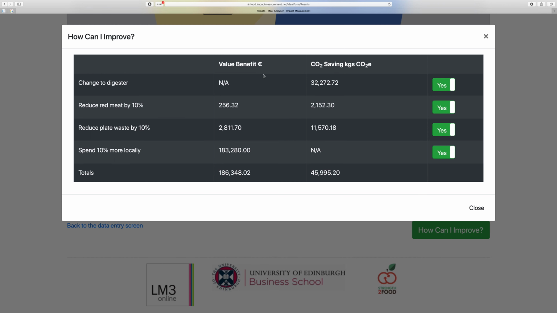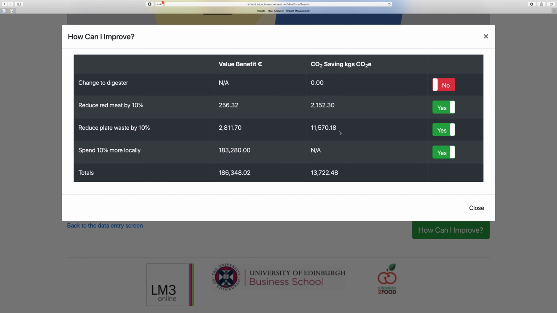If you want to achieve the maximum public value benefit, this is not pure euros in that sense, but it is public value, then the way to do it is by spending 10% more locally. And that puts an additional 183,000 euros into your local economy. But you can see that the biggest single saving, if you're interested in the carbon side in particular, is to change to digester from landfill, where you can save 32,000. Of course, if you're already doing that, you can switch that off.